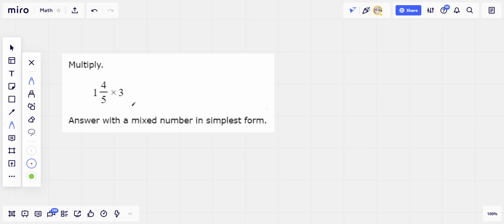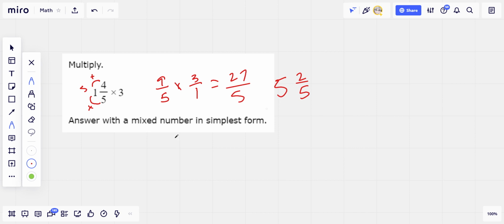So 1 4/5 times 3. So the first step would be to convert this mixed number to an improper fraction. 5 times 1 is 5, plus 4 is 9, so that's 9/5 times 3 over 1. So 9 times 3 is 27, and 5 times 1 is 5, so we have 27/5. So converting this back to a mixed number, I know that 5 times 5 is 25, so there are 25 fifths in here, and that leaves 2 left over, so 2/5. If that didn't make sense, you can just take 27 divided by 5. Your quotient will be 5. Your remainder will be 2.